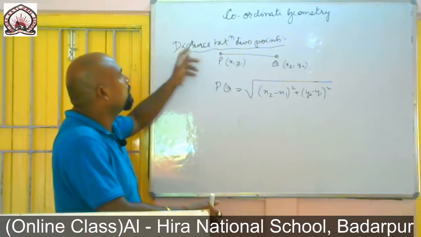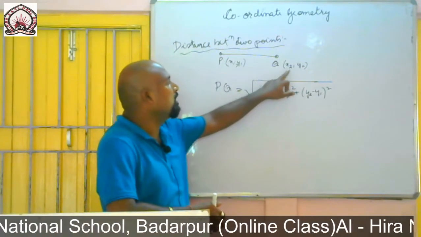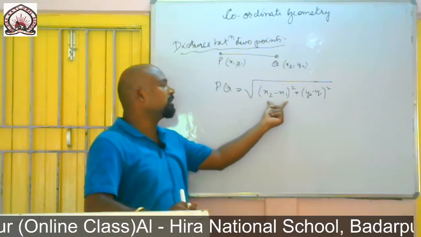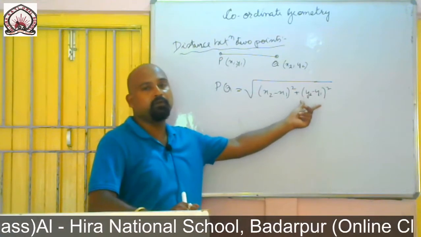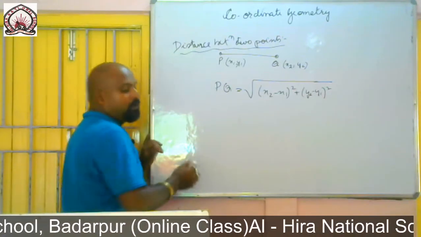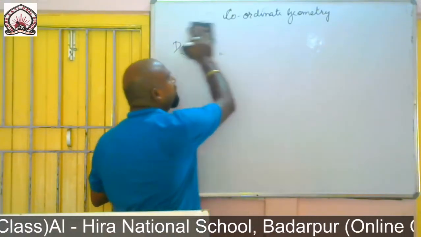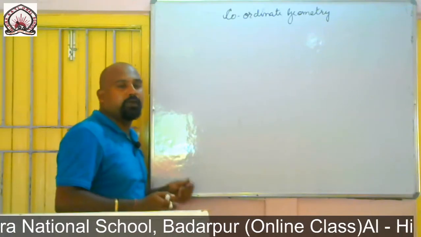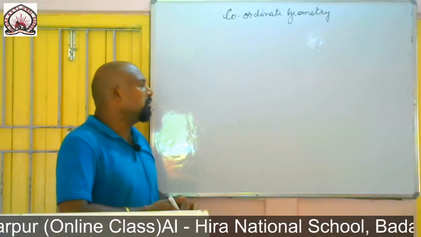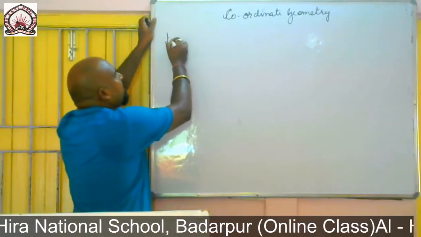Now we know the distance between the two points. If one coordinate is x1, y1 and another coordinate is x2, y2, then the distance between the points is given by root of (x2 minus x1) whole square plus (y2 minus y1) whole square, which we have discussed in class 9 as well as in class 10. From there we have also discussed internal as well as external division. Now today we will discuss inclination and then gradient.